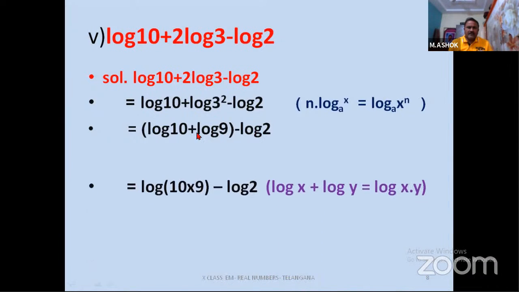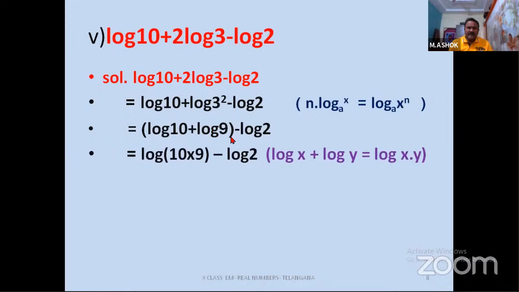So we are applying the log x plus log y formula. Log x plus log y, you may write as log xy. So 10 into 9 means log 10 into 9 minus log 2. Now it is equal to 10 into 9, 90, log 90 minus log 2. Whatever the problem, we have only three formulas in this one: log xy, log x by y, and log x to the power of n. So in order to solve any problem, use the suitable formula whenever you require.